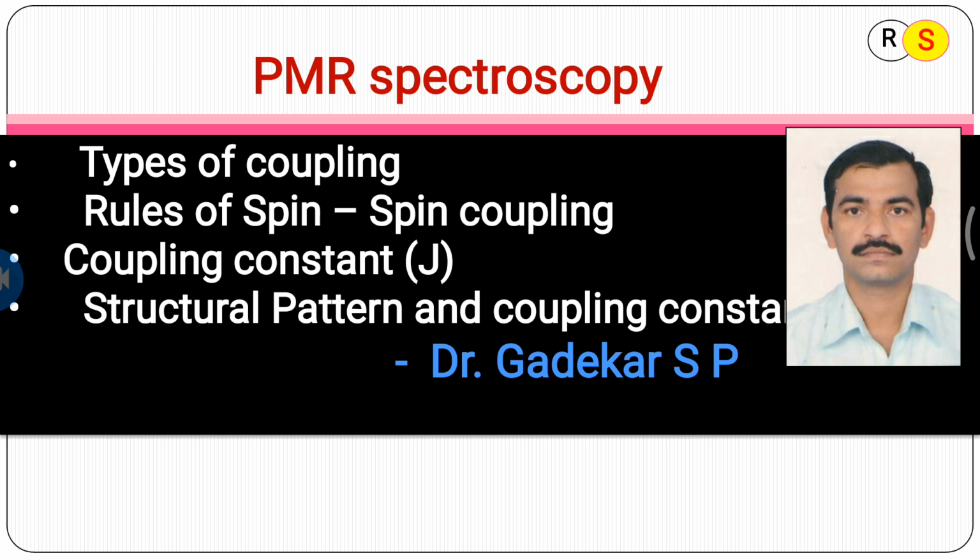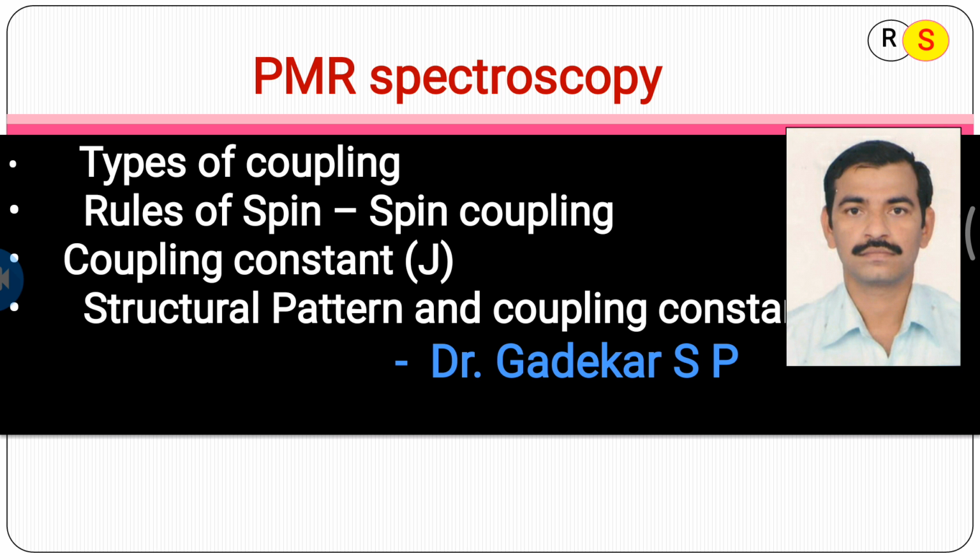So this splitting pattern depends on neighboring groups, and this is the n plus 1 rule. Different neighboring groups give different splitting patterns in a high resolution spectrum. Suppose there is only one neighboring group, then one signal splits depending on that neighboring group.